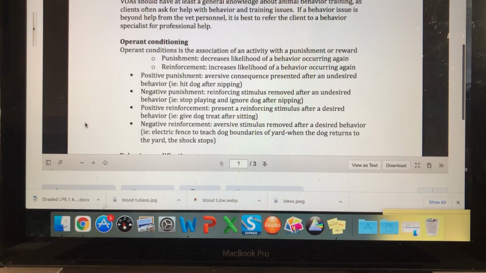But when they return to the yard, which is the desired behavior, that aversive stimulus stops. So it reinforces the behavior, okay? So the dog is more likely to stay in the yard because they don't want that shock stimulus, right? Okay. So positive, we're introducing something. Negative, we're taking something away, okay? So hopefully that makes sense for you.